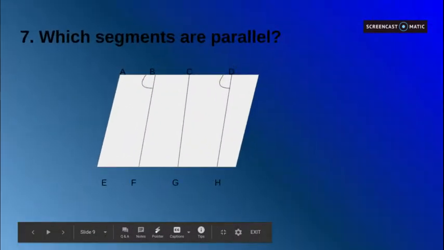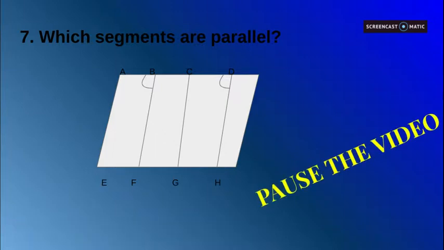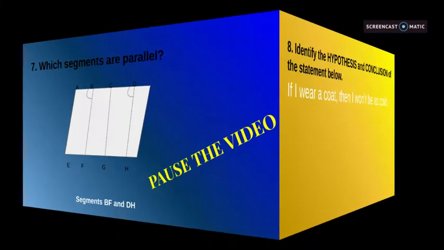Number 7, which segments are parallel? Pause the video. How you would do this is you see the congruent signs, so these two segments are parallel because they have congruent marks. So BF and DH, that's what they are.